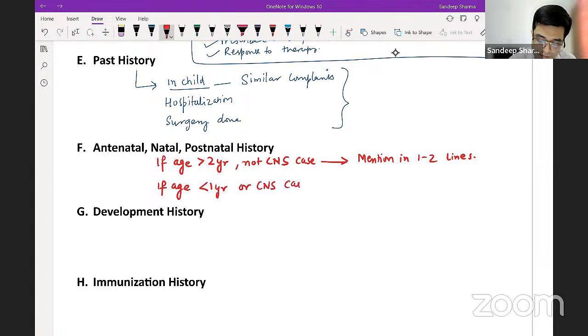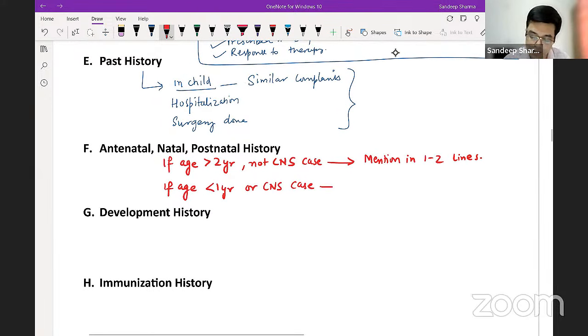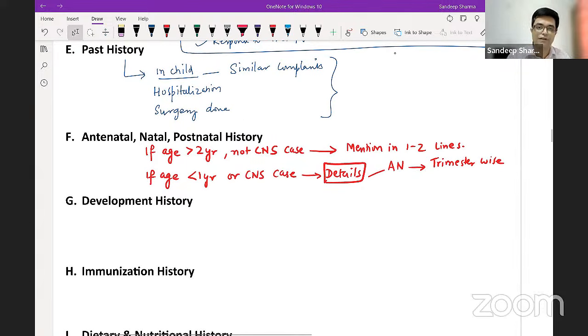If the age of the child is less than 1 year, or it is a CNS or developmental delay case, 1 to 2 years, what will we do? That will vary from child to child, right? So less than 1 year or CNS case, go into the details of this history. When I say detailed, in antenatal history, you will ask about the trimester-wise history. First trimester, what was the gravida para in the mother, just like you take for OBG. Then you will go into the details of any fever with rash in first trimester. You will ask about teratogen exposure, radiation exposure, quickening happened at what time in second trimester, third trimester, how many ultrasounds were done, overall how many visits were there, whether any abnormality was detected or not. So you will take trimester-wise history.